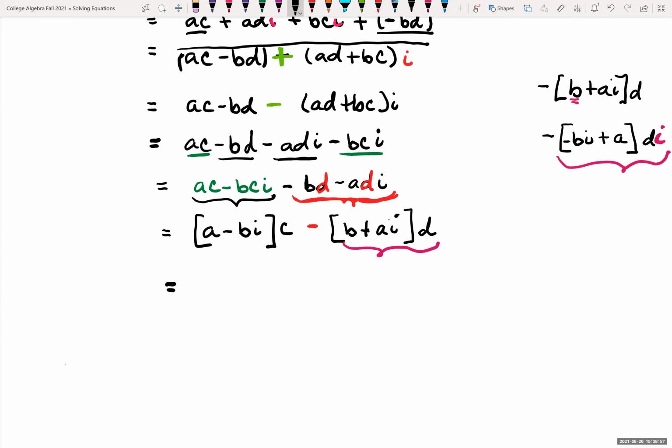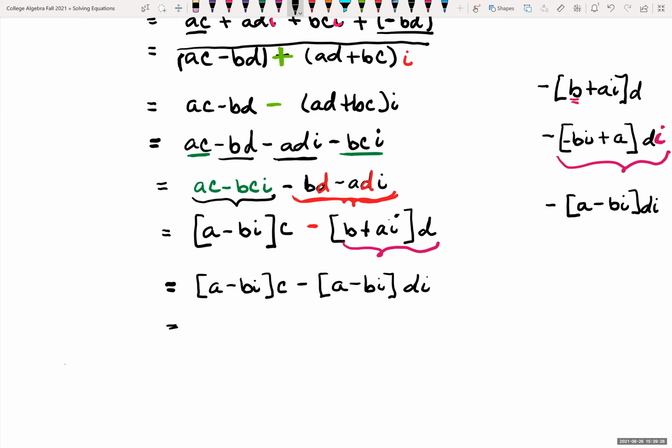And so we did that. We manipulated what was in the brackets to be the same. So a minus bi all times c minus, the other thing I want to do right here is let's rewrite the order. So this is minus, I can rewrite the order inside the bracket as a minus bi, all times di. So a minus bi all times di. So notice again, what's inside the bracket is the same. So we can factor that out of both of those terms. So we're pulling out this a minus bi.